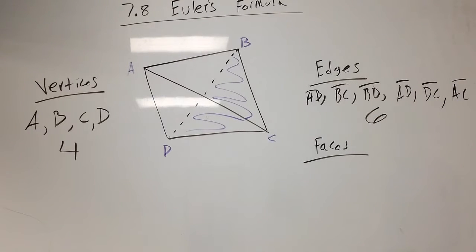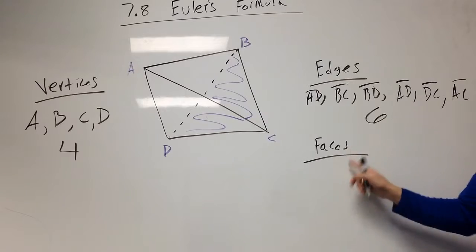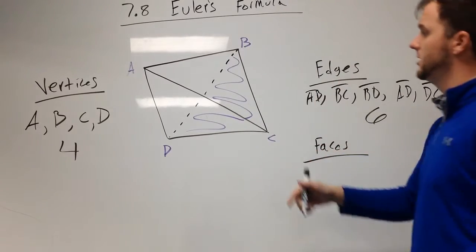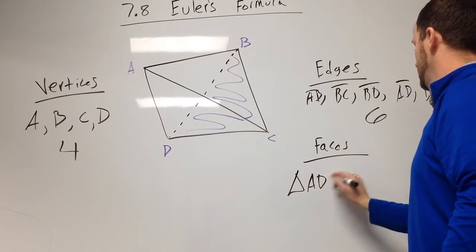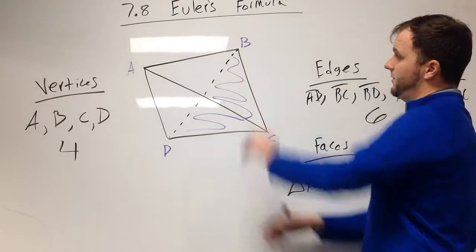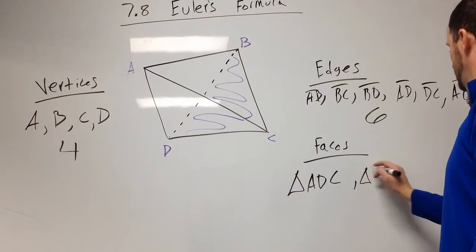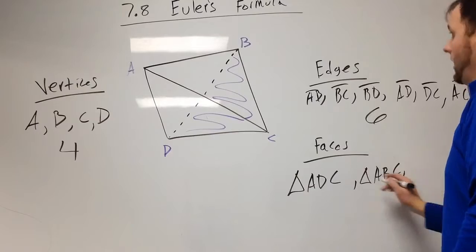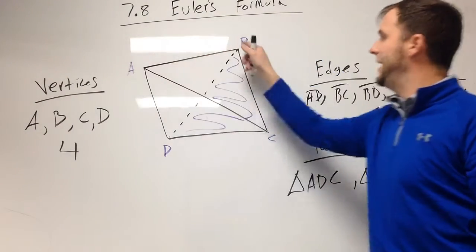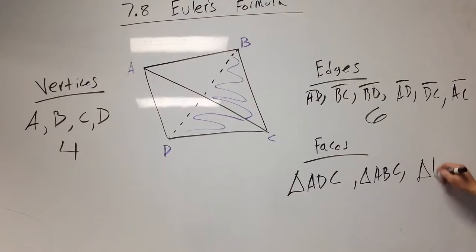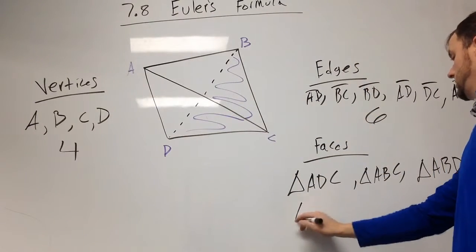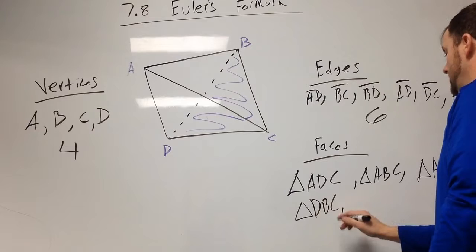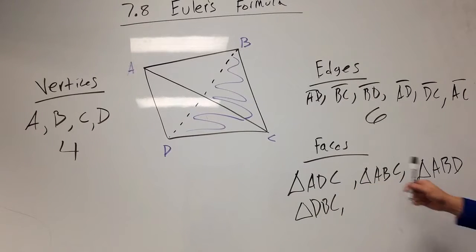And then lastly, we're going to look at my faces. My faces are basically going to be triangles. Right here on the bottom, I have triangle ADC. On the right side over here, I have triangle ABC. On the back over there, I have triangle ABD. And then lastly, on the other back side right here in purple, I have triangle DBC. So right now on this shape, I have 1, 2, 3, 4 faces.